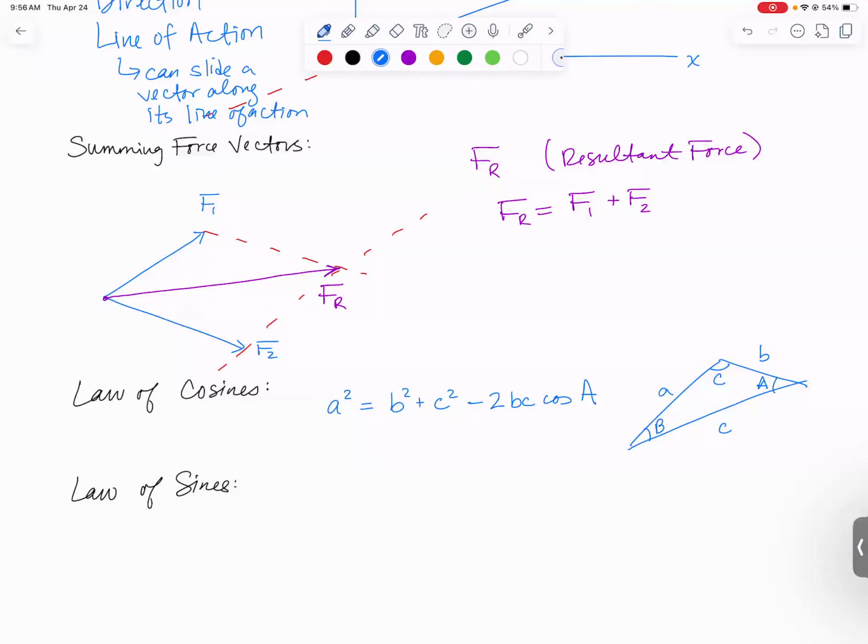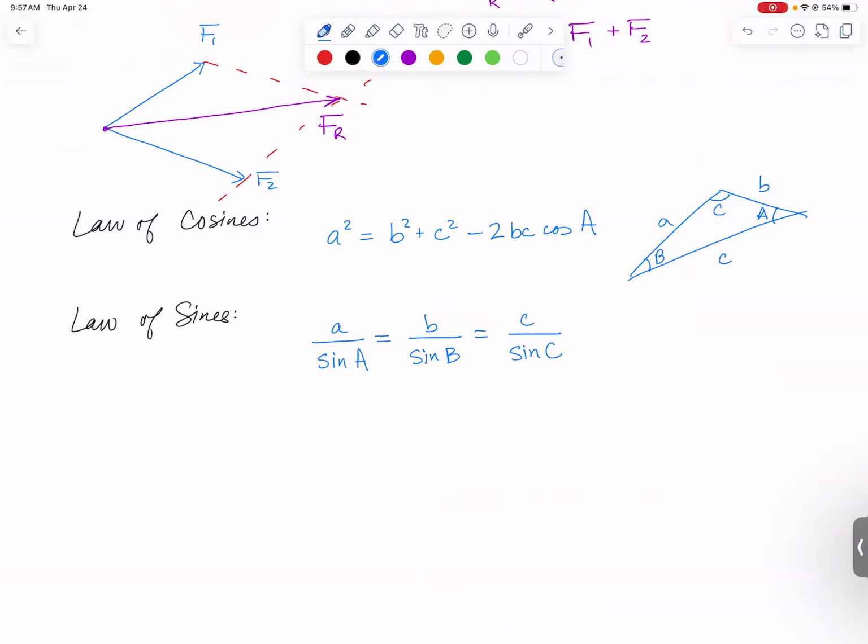Law of sines says that side A over the sine of angle A is equal to side B over the sine of angle B is equal to side C over the sine of angle C. So you can use that to find whichever angles are missing after you've used the law of cosines. We can solve problems this way.